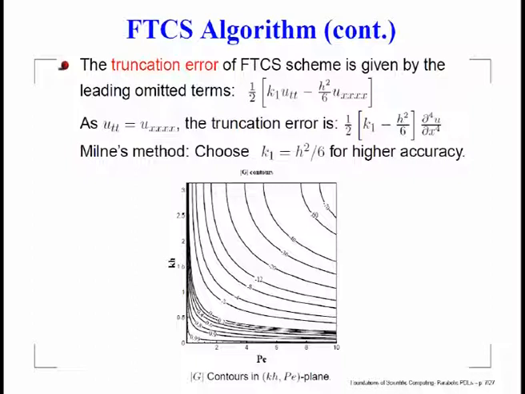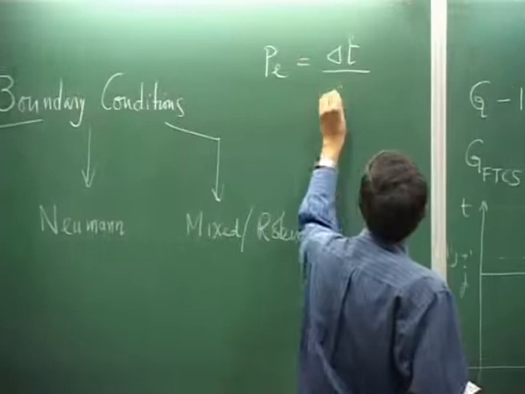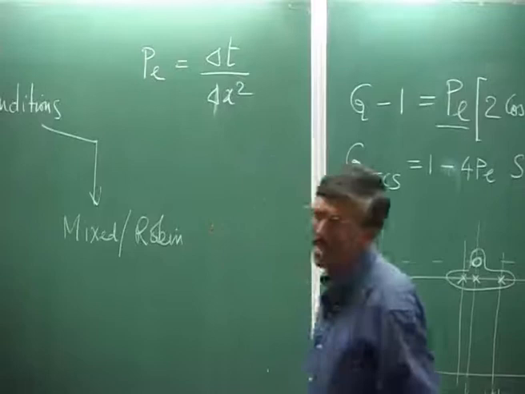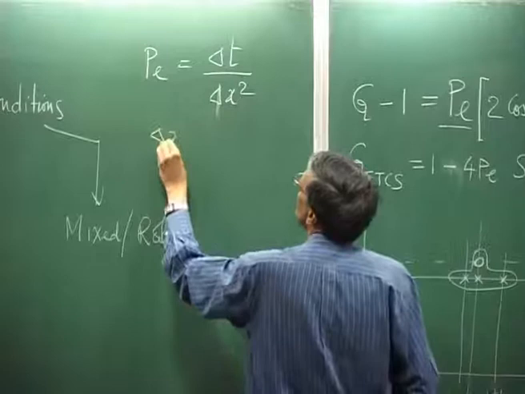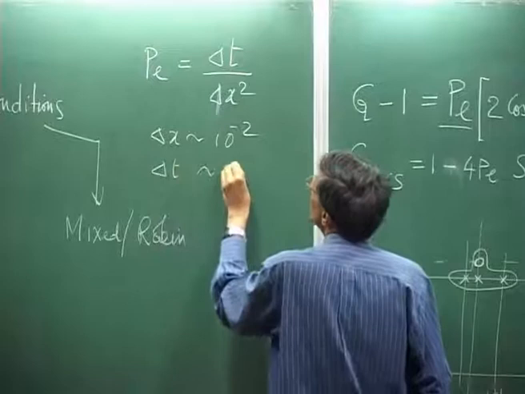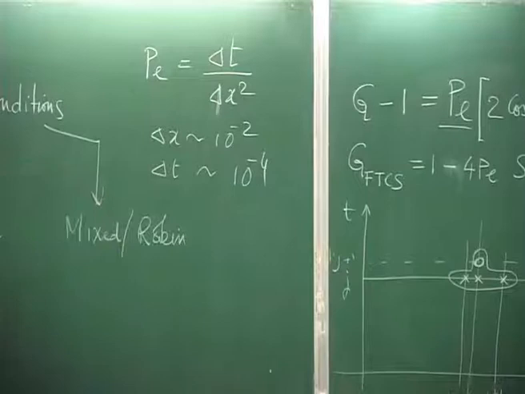And what is the Peclet number? Peclet number is basically your delta t by delta x square. So, what happens is, suppose I take delta x as 0.01, what is delta t? This is of the order of 10 to the power minus 4. So, you can see how refined a time step you will have to adopt to be able to compute.